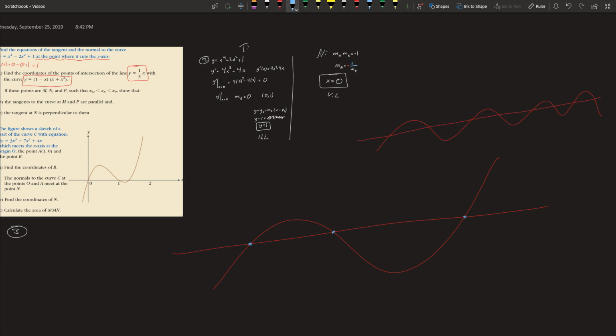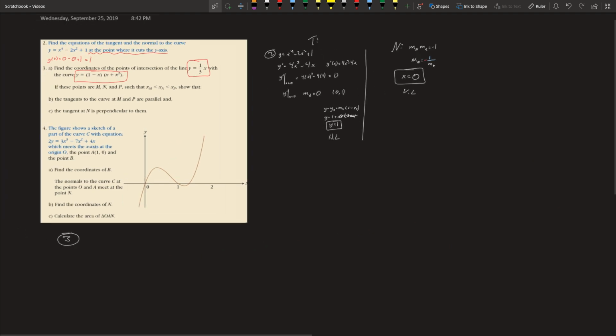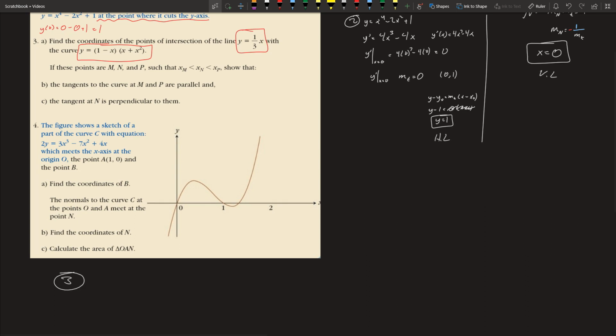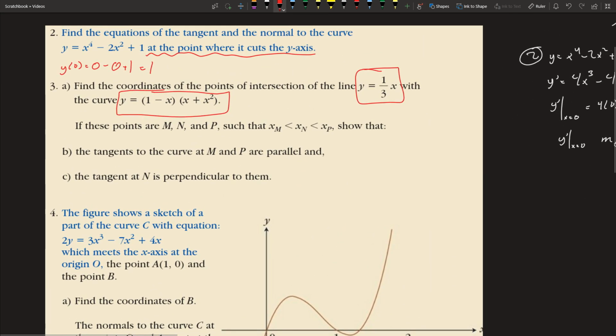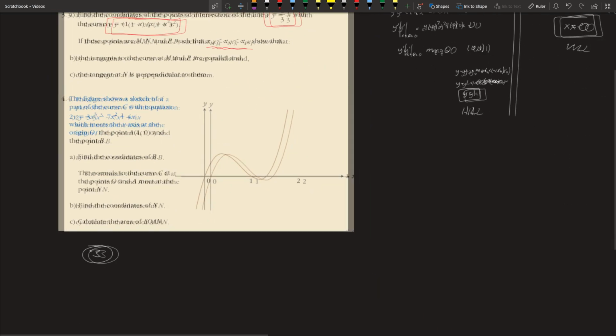Of course, if we have some other curve, like that curve and that line, it will intersect in, well, let's count: 1, 2, 3, 4, 5, 6, 7, 8 points. But in our case, I don't know how many points yet, but it intersects anyways. We need to find those coordinates. Now, they said that if these points are M, N, and P, arranged this way, show those two things are true. Ignore B and C first. Let's find those points.